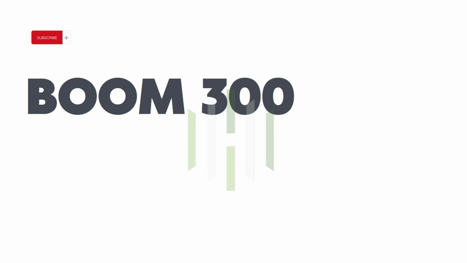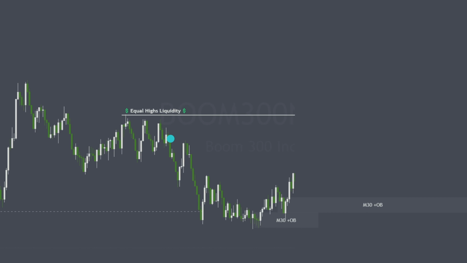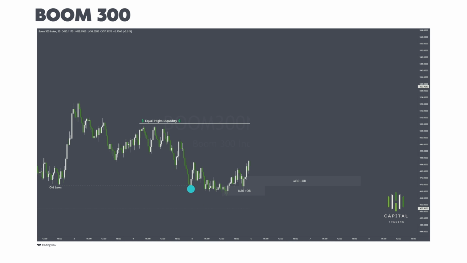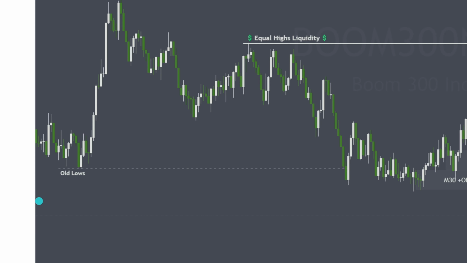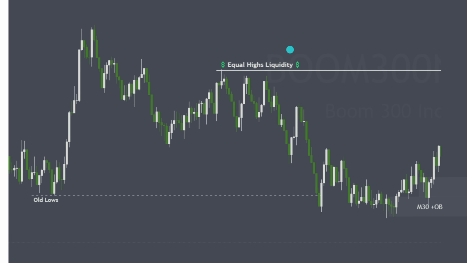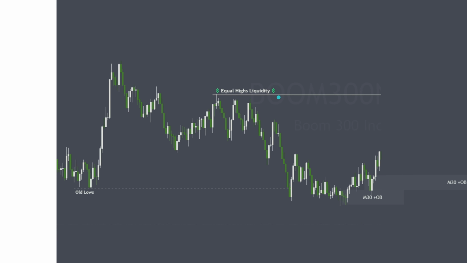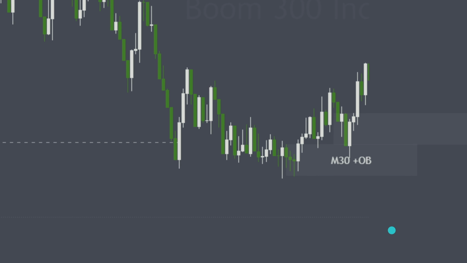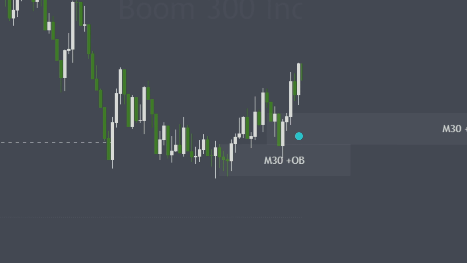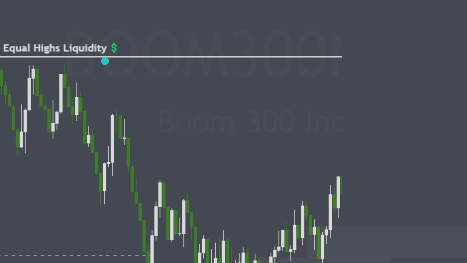Now we look at Boom 300. So for Boom 300, we had price dropping, right? Then we had this old lows being taken out. But before the old lows were taken out, we had this 1, 2, 3 relative equal highs. So we want to see if price will utilize this bullish order block and this propulsion block to attempt to reach into these equal highs.